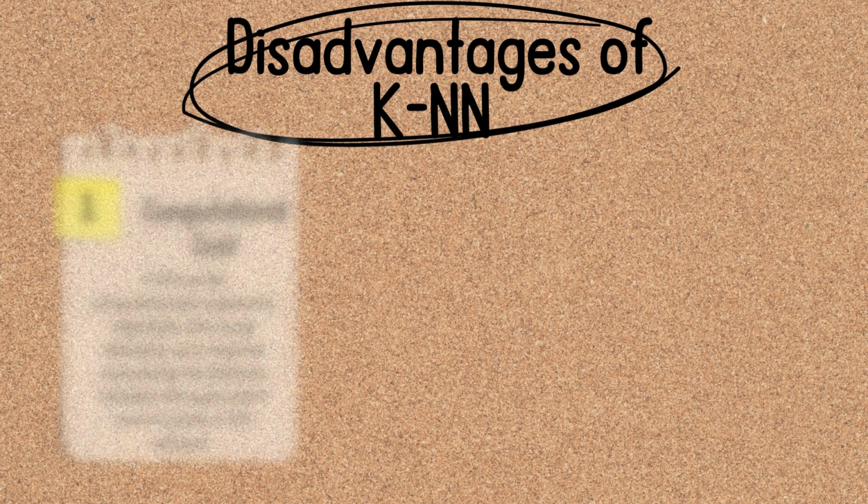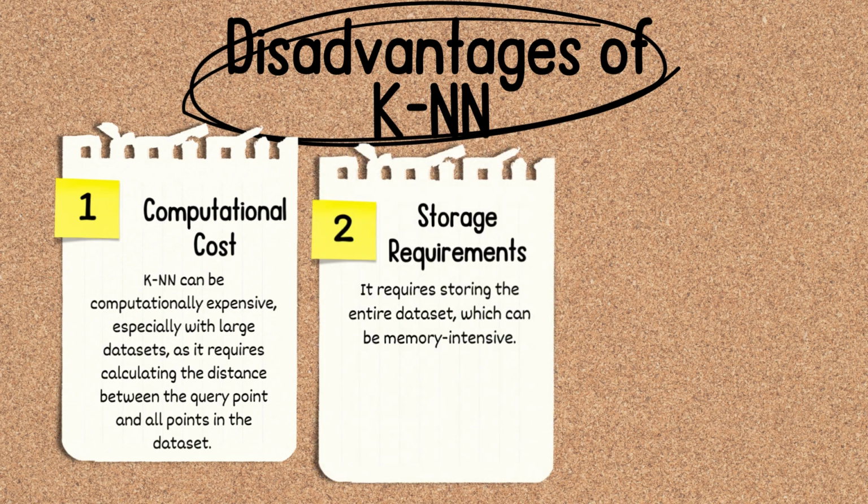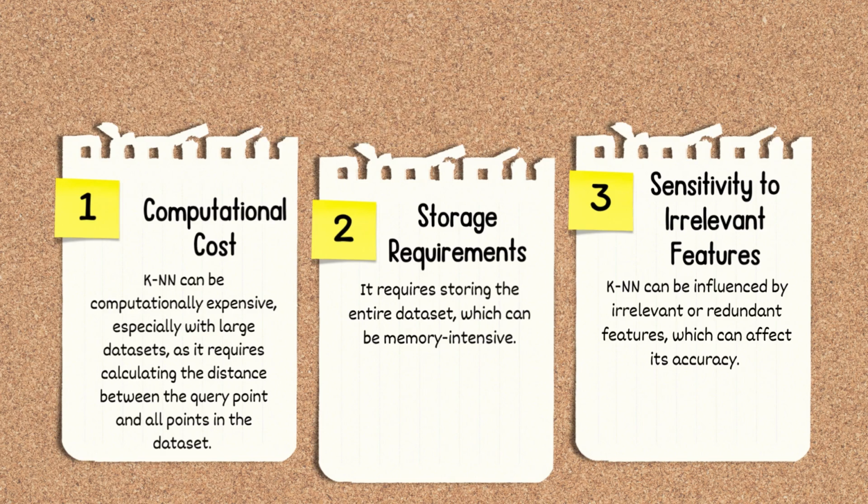Disadvantages of KNN. Computational cost. KNN can be computationally expensive, especially with large datasets, as it requires calculating the distance between the query point and all points in the dataset. Storage requirements. It requires storing the entire dataset, which can be memory-intensive. Sensitivity to irrelevant features. KNN can be influenced by irrelevant or redundant features, which can affect its accuracy.